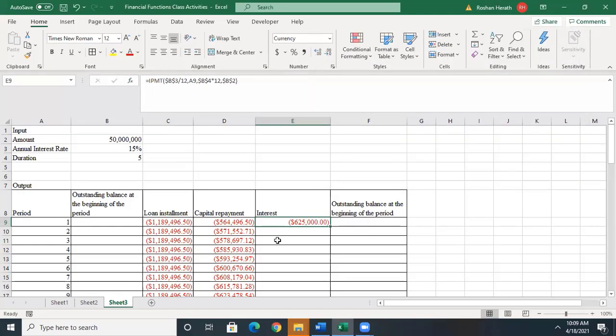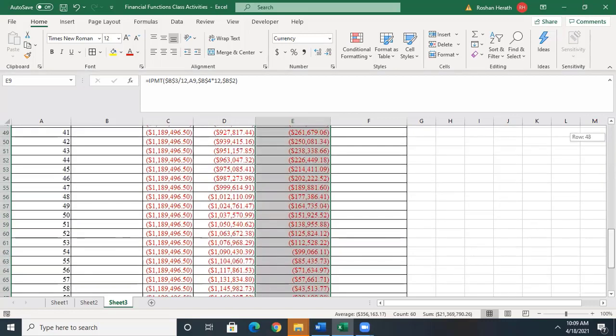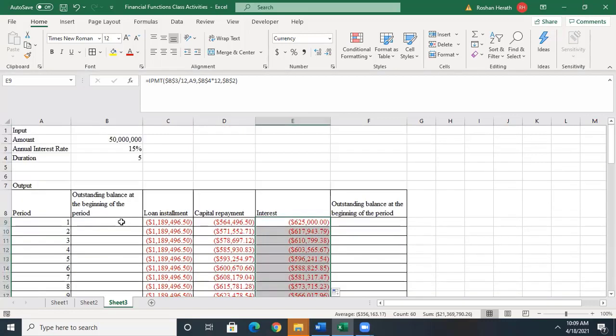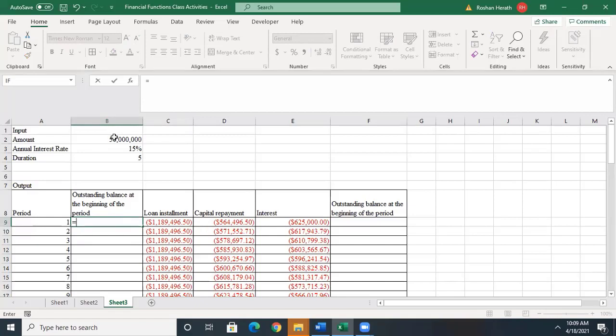Okay. So that's going to be the interest, and this is how it goes till then. Now you can take the outstanding balance at the beginning of the period. It's going to be 50 million. It's not going to change.